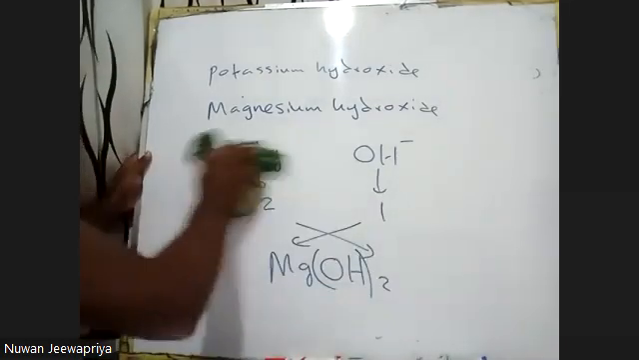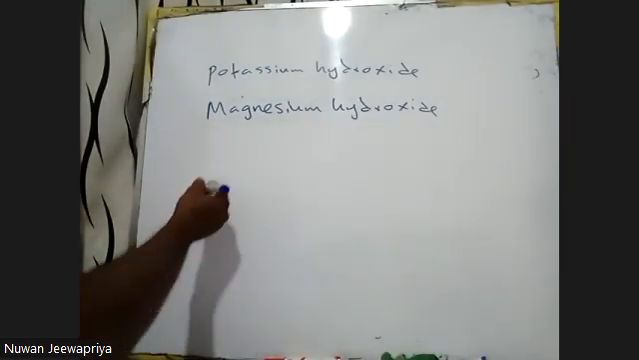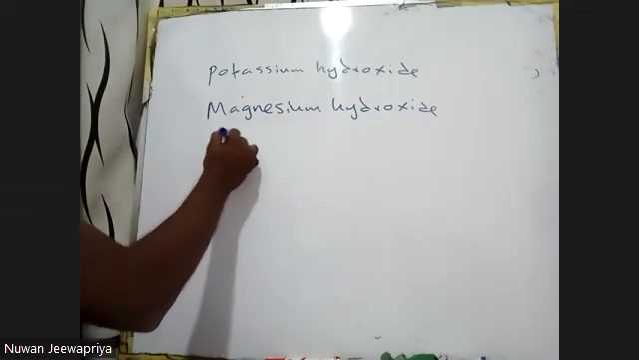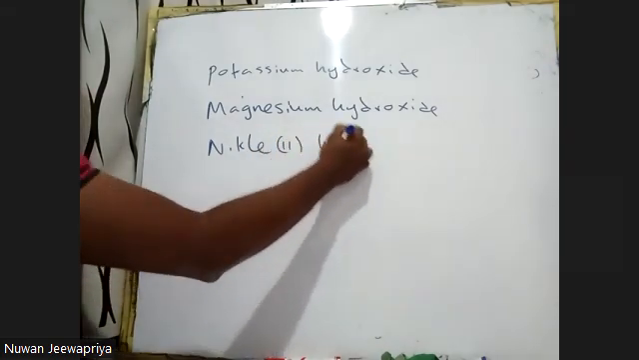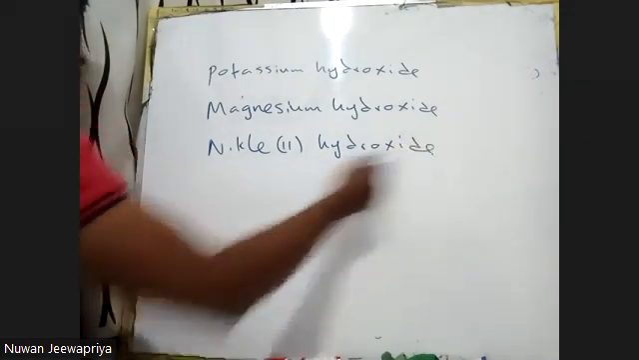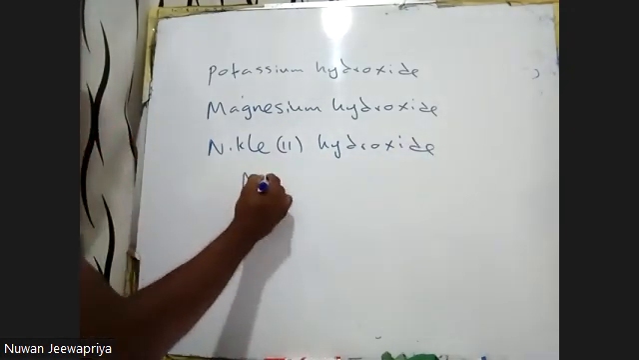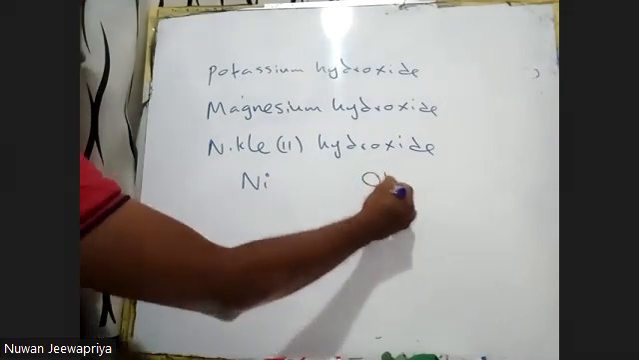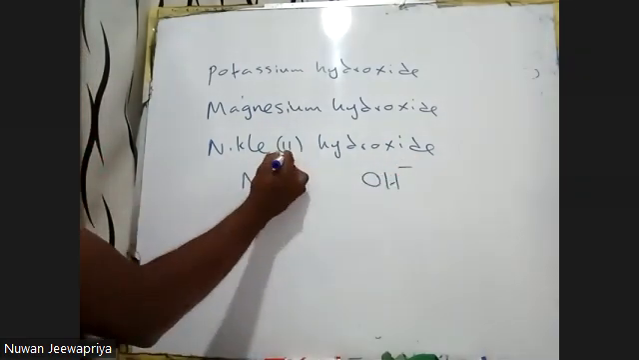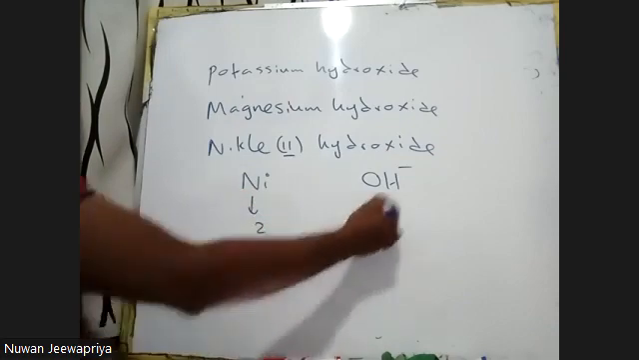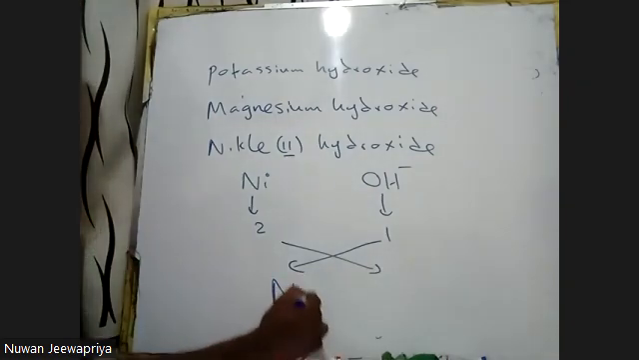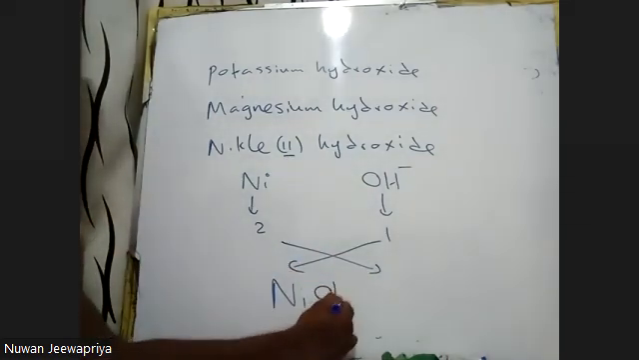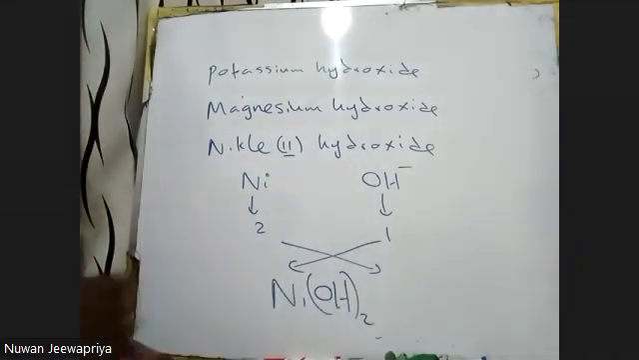Right. Then I go to this one. We say nickel 2 hydroxide. Nickel, you can copy it from the periodic table. Nickel is Ni. Hydroxide is OH minus. Nickel's valency is given here. Nickel's valency is 2. Hydroxide is 1. So we interchange. So nickel gains number 1, hydroxide gains number 2.